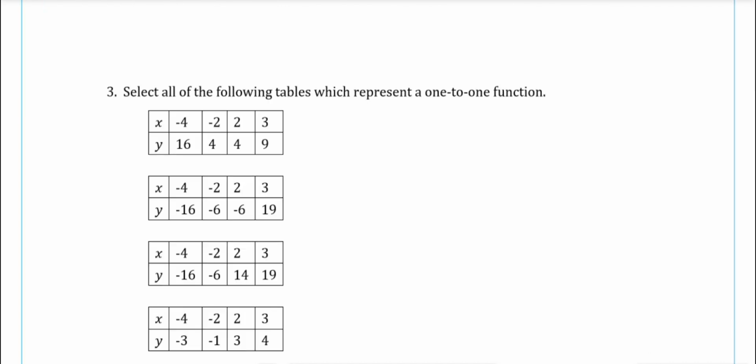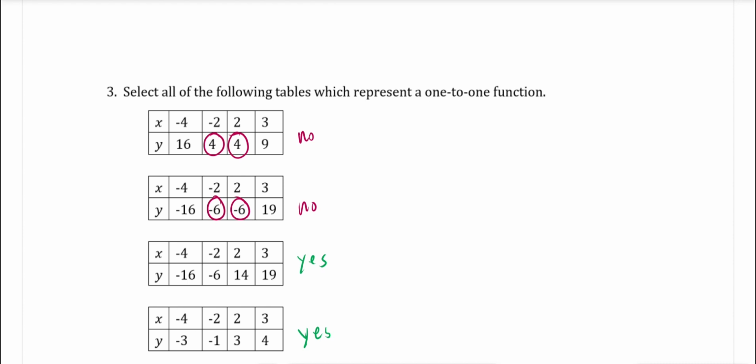So here we're looking at tables of values. You could plot these points and see which ones get hit by a horizontal line, but what we're really looking for here is repetition of a y value. I have two inputs here, different inputs, which give me the same output, and such a function is not one-to-one. Likewise here, same issue. Here I see no repetition of values, right? All the y's are distinct values for distinct values of x. And the same for this last one here, distinct values of x gave me distinct values of y, and so this one is also a one-to-one function.